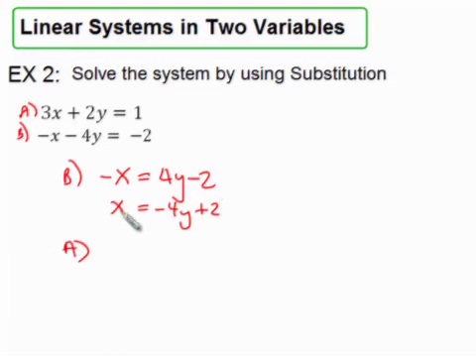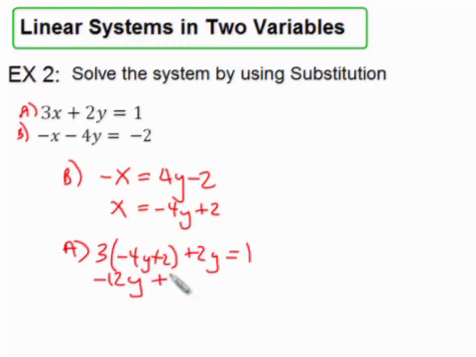So I will plug equation B into equation A. A states that 3 times x, which is -4y plus 2, plus 2y equals 1. This gives me one equation with one variable. So now I can simplify it to be -12y plus 6 plus 2y equals 1, or negative 10y plus 6 equals 1.